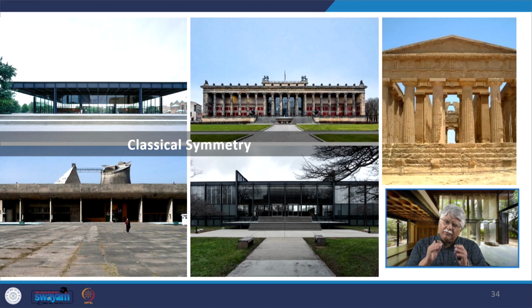Now the assembly building has classical symmetry, very strong axial symmetry, and we find that also in the New National Gallery made in the 1950s by Mies van der Rohe in Berlin. We have it in the Altes Museum made in the 19th century by Karl Friedrich Schinkel. We find that in the Crown Hall at IIT Illinois by Mies van der Rohe, and of course we find it in classical architecture itself in the Parthenon.